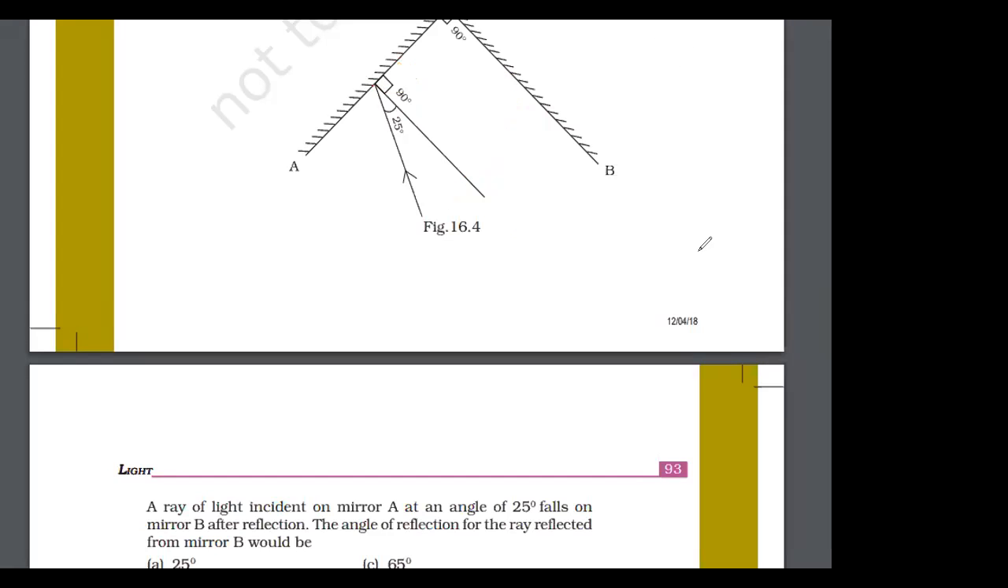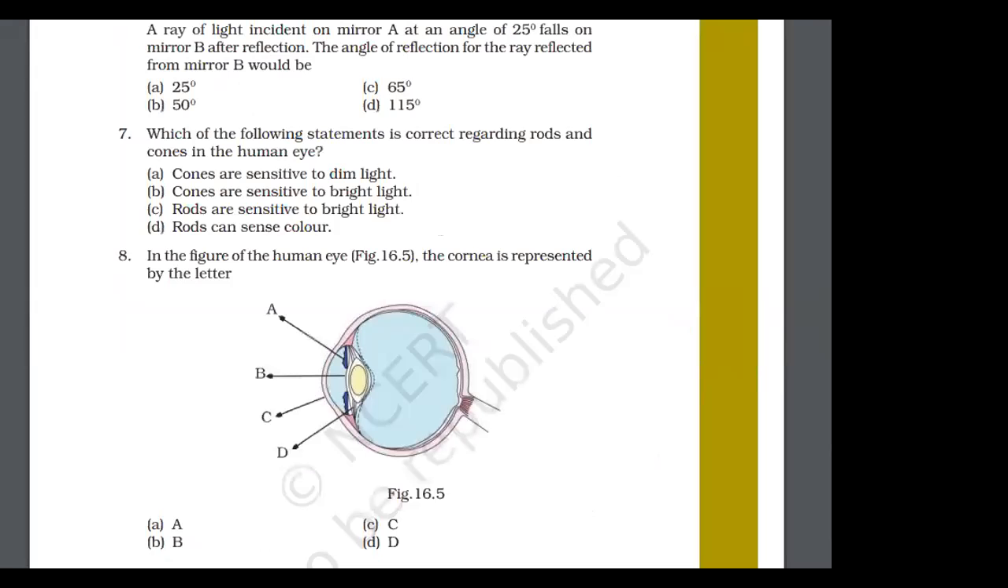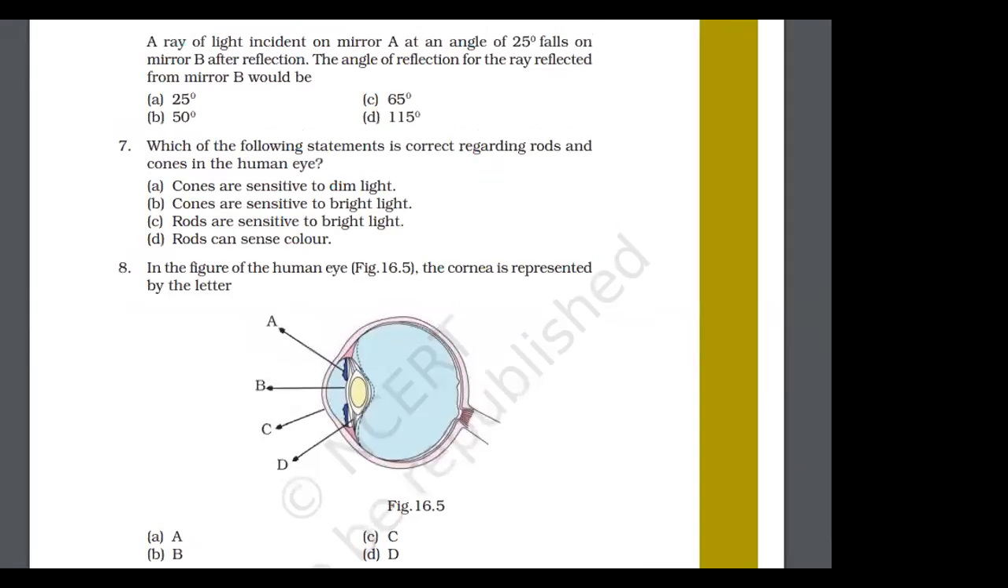Okay, very good, everyone. Now, seventh one. Which of the following statement is correct regarding rods and cones of human eyes? Tell me. This is something that we have already studied. Tell me. Seventh one.